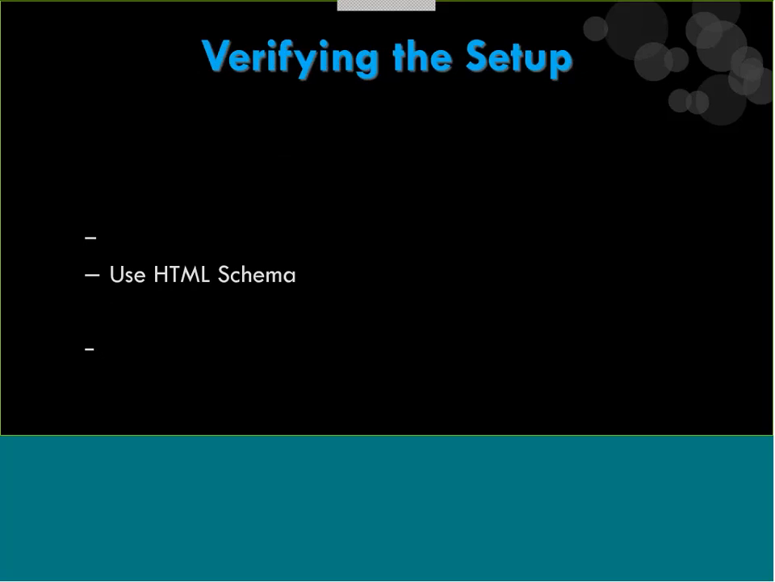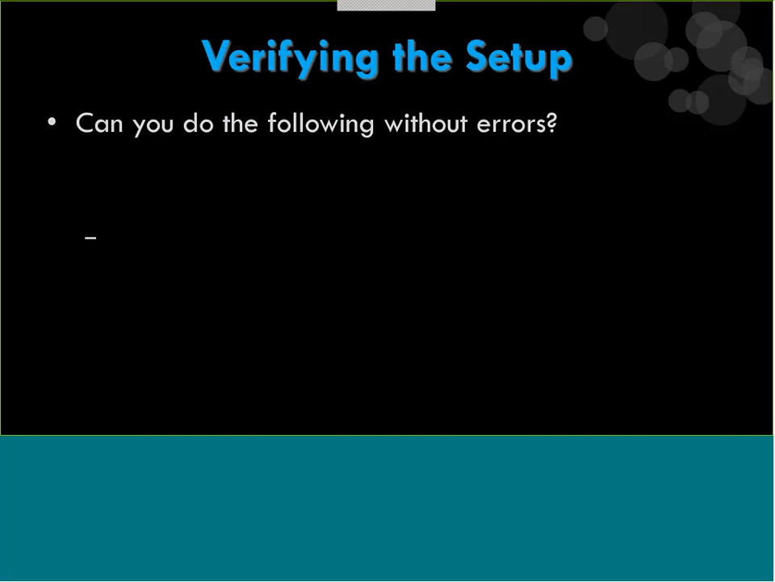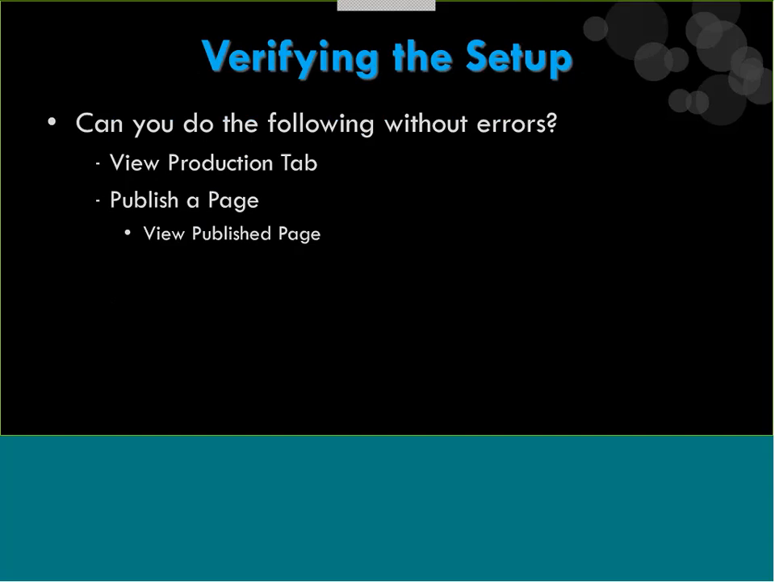And then once you actually have your site set up, the next thing you'll want to do is verify the setup, make sure that it actually works and everything connects and so on. Some of the things you want to check are whether you can do the following things we're going to talk about without getting any errors in OU Campus. One simple thing is just to view the production tab and see if it actually connects and can view the files. Publish a page and view that published page, making sure that again, those FTP credentials are working.